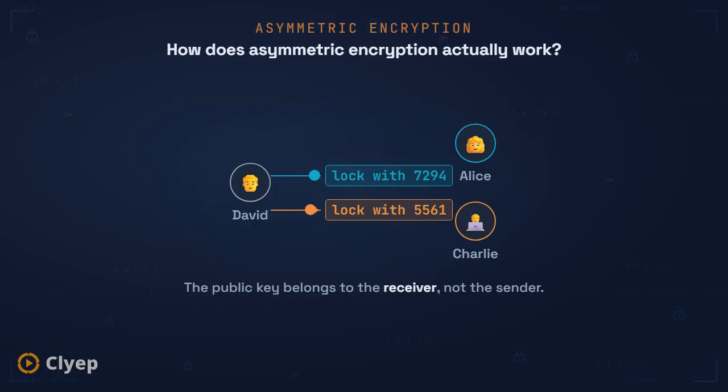So when a third person, David, wants to send a message, he picks the combination based on who he's writing to. Writing to Alice, lock with 7294. Writing to Charlie, lock with 5561. Notice, the public key has nothing to do with David. It's not about the sender. It belongs to the receiver.